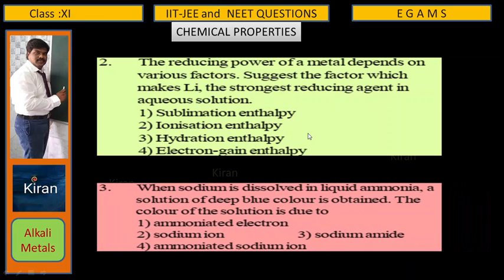When sodium is dissolved in liquid ammonia, a solution of deep blue color is obtained. The color of the solution is due to what? When alkali metal is placed in liquid ammonia, what color are we going to get? Here a deep blue color is obtained because of the ammoniated electron. Option 1, ammoniated electron.